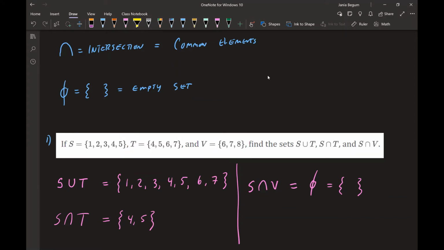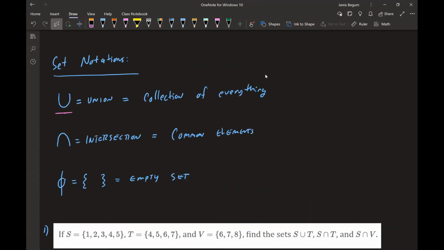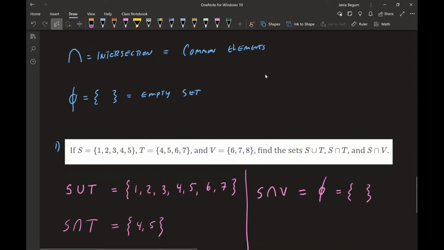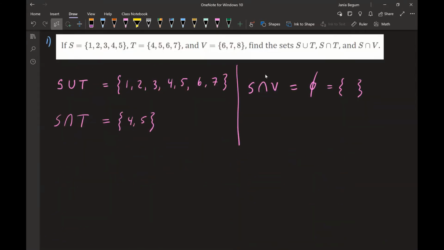Okay, so that's pretty much how we use these three notations. We use union to represent the collection of everything from both sets, or if you're working with three, the collection of everything that belongs to all three sets. And intersection is only what they have in common. And if they have nothing in common, then you represent it using the empty set. Now, knowing this, we can start talking about what interval notation and inequality notation are.